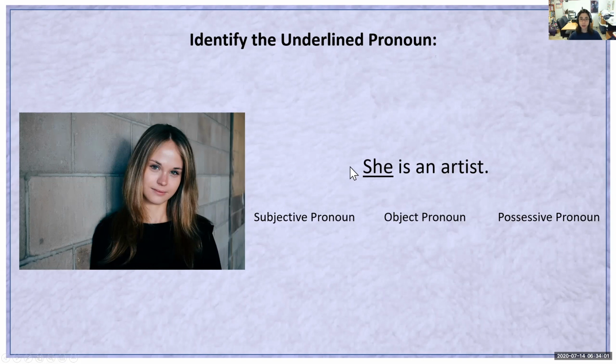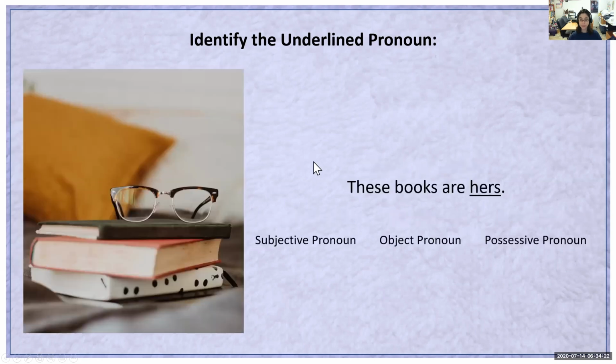So my question is, is the word she a subjective pronoun, an object pronoun, or a possessive pronoun? If you said it's a subjective pronoun, you are correct. That's because she is the subject of the sentence, kind of like the main focus of the sentence, for she is an artist.